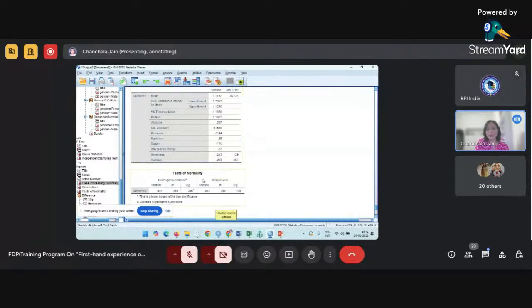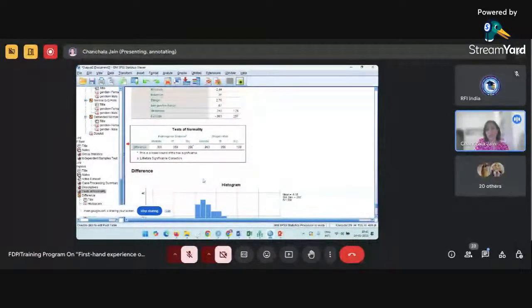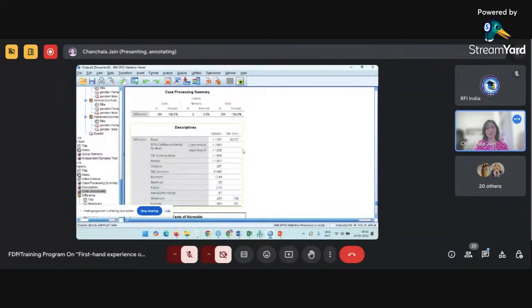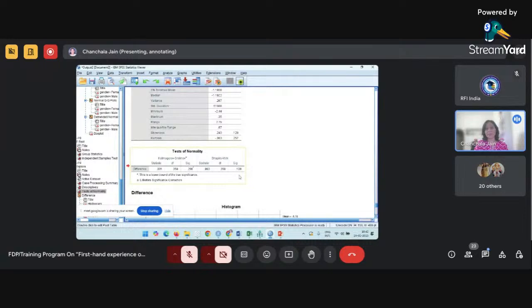To ascertain this, we can come to the test of normality. There you can find the Shapiro-Wilk test. The significance value is 0.108. So what does 0.108 mean? It indicates that your null hypothesis is accepted. If it is accepted, it means you can say that the difference of the scores is normally distributed, right?